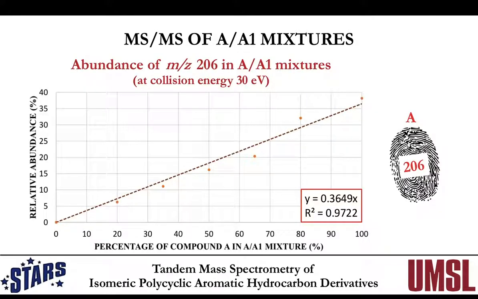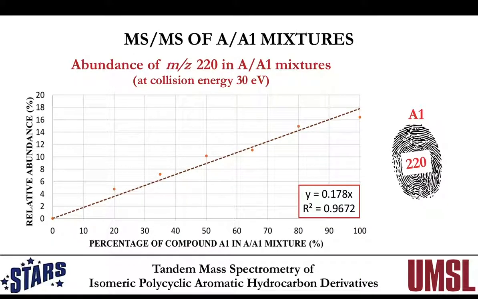From the MS data of A and A1 mixtures, higher abundance of mass-to-charge 206 fragments are detected at a higher percentage of A in the mixture solutions. The correlation is approximately linear, determined by the R-squared value. Likewise, higher abundance of mass-to-charge 220 fragments are detected at higher percentage of A1 in the mixture solution, which also shows a linear relationship. These results confirm that the chosen fingerprints are accurate indicators of their respective isomers.